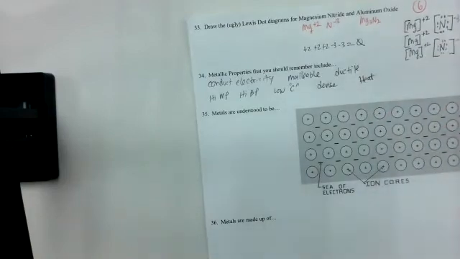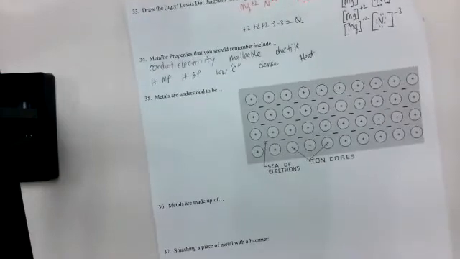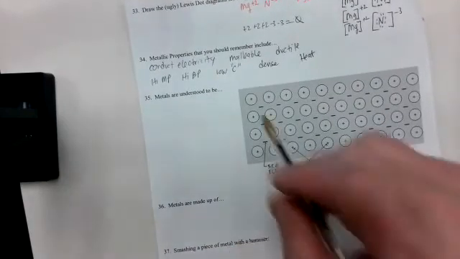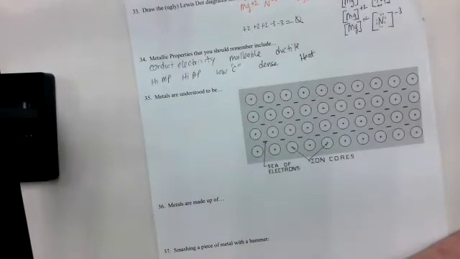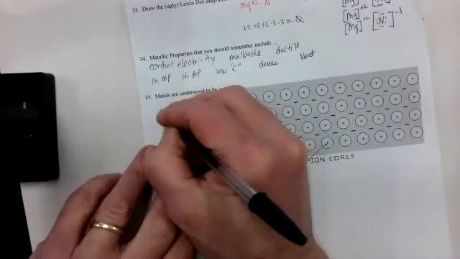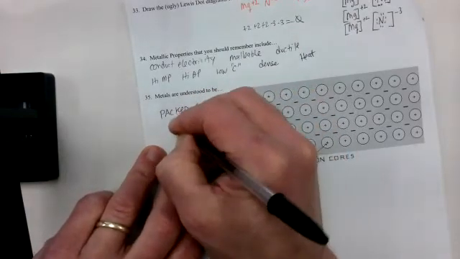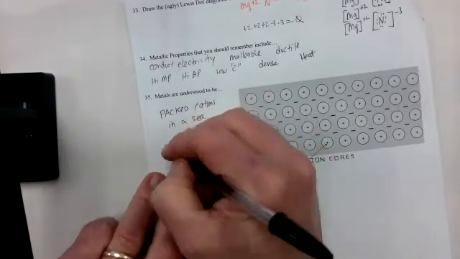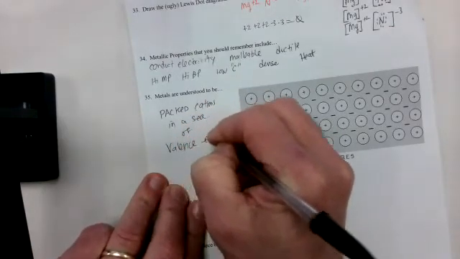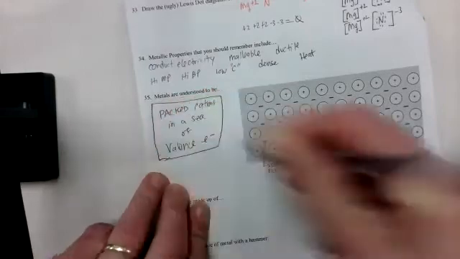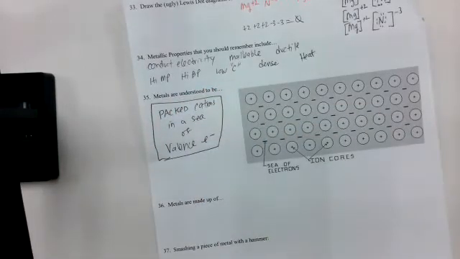Anyway, the way metals are bonded together helps explain at least the top 3 main properties of metals: the electricity, the malleability, and the ductility. Metals are understood to be packed cations in a sea of valence electrons. Now, this is almost poetry. Packed cations in a sea of valence electrons.